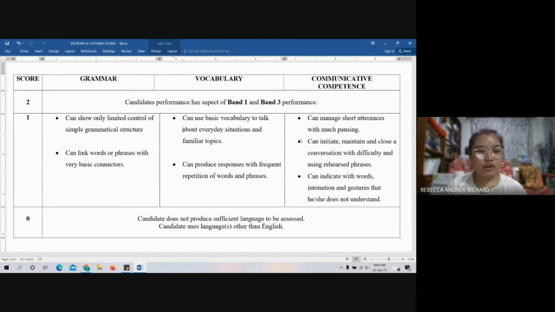Okay, so we will start from the zero score, where the candidate does not produce sufficient language to be assessed, or to be specific, the student does not use English when he or she tries to present their opinion. Okay, and then moving on to level 1.